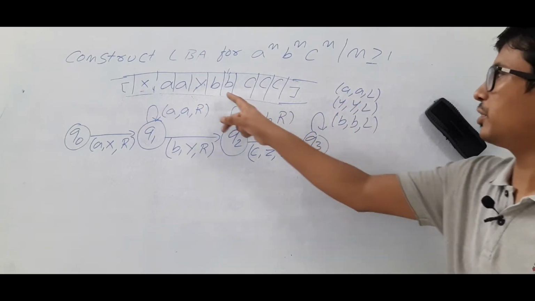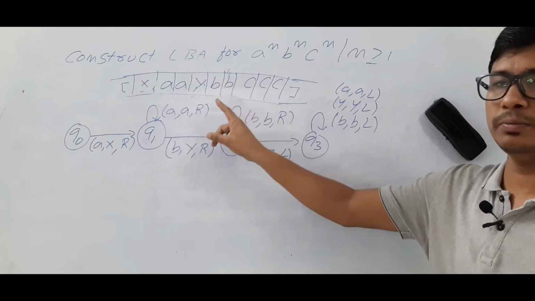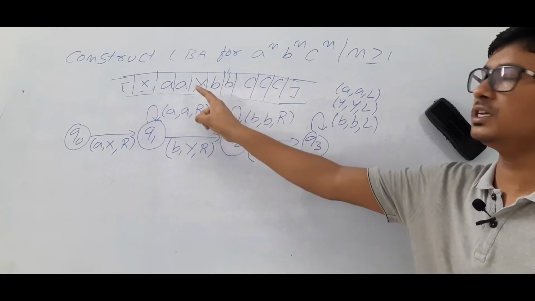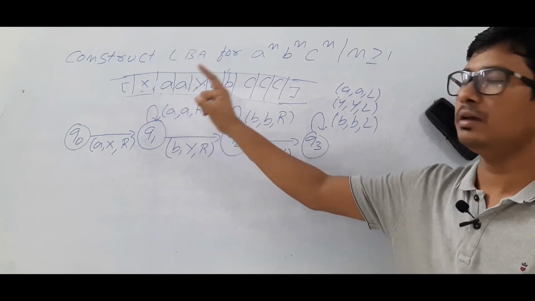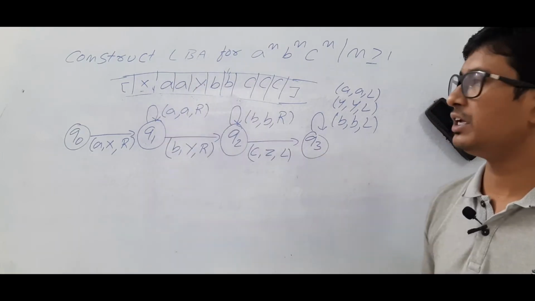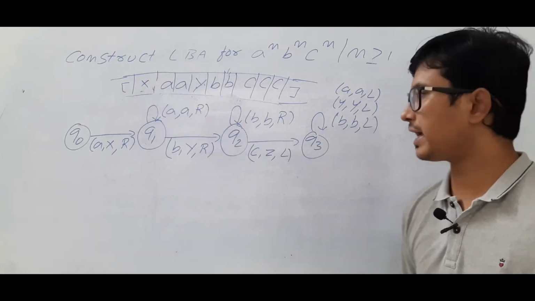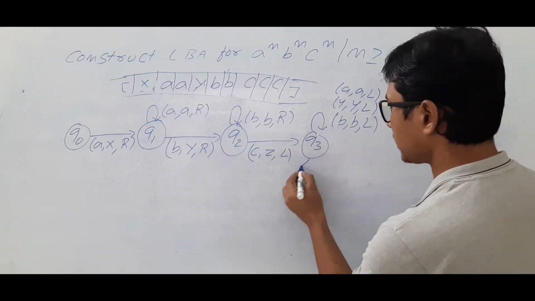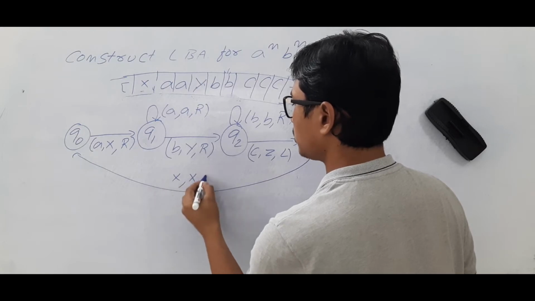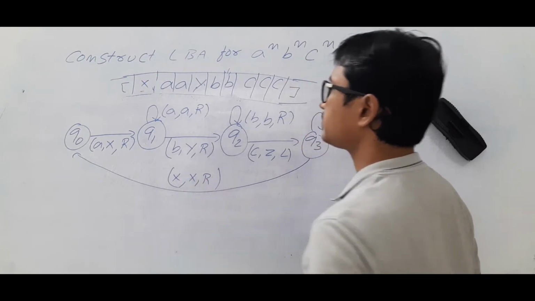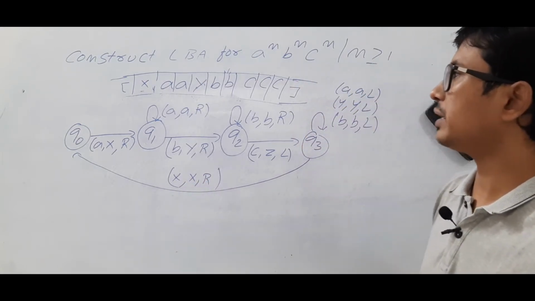So if you get any number of B's, you keep them as B's, move to the left. If you see a Y, keep it as Y, move to the left. If you see A, keep it as A, move to the left. Why are you moving? You have to search for the X. If you find an X, keep it as X, move to the right. Okay, are you able to understand?